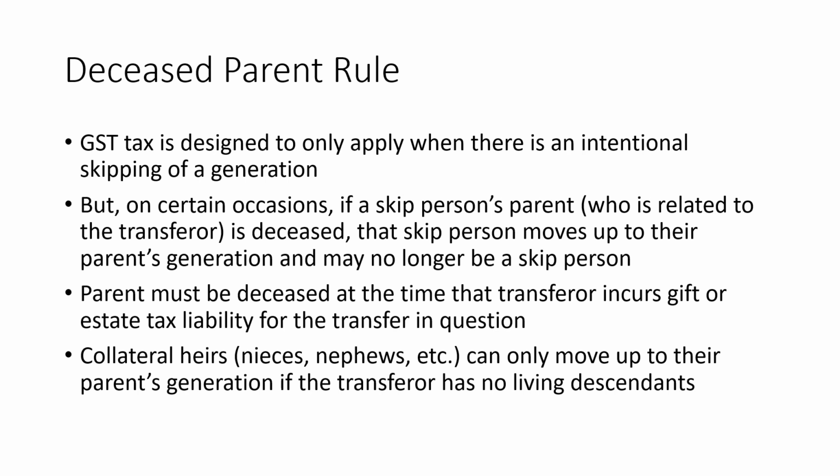Now, one of the confusing things with the skip person definition is the deceased parent rule. And really the spirit of this rule is that the GST tax is designed to only apply when there's an intentional skipping of a living person in a generation. But on certain occasions, if a skip person's parent, who is related to the transferor, is deceased, that skip person could move up to their parent's generation and then may no longer be a skip person.